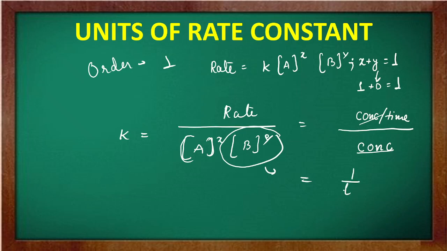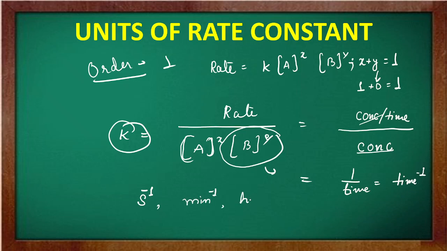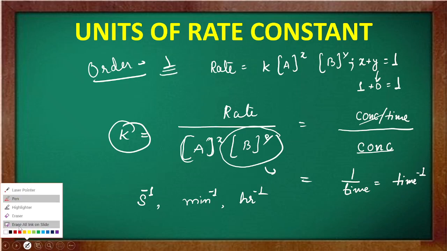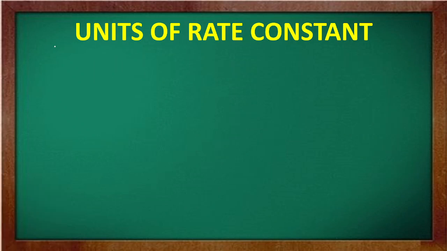you will be left with only 1 by time। It means that you will have time inverse। So now अगर तुम्हारा time second में है, तो your unit when the order is 1, the unit of your rate constant will be second inverse। If your unit is given in minute, then it will be minute inverse। If it is given in hour, then it will be hour inverse। So if the order of reaction is 1, then your unit of rate constant is only the time inverse। Now what will happen if the order is 2?